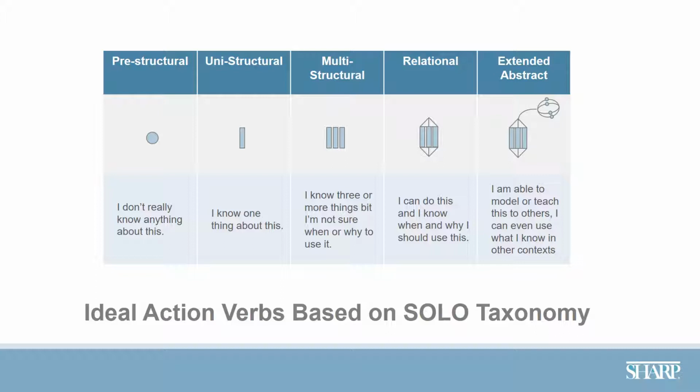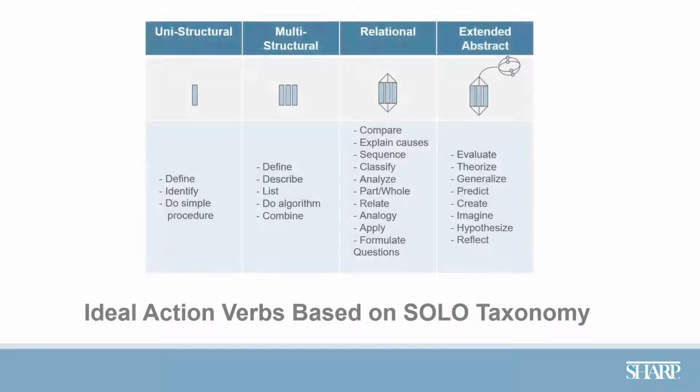Relational means you have a series of information, 3 or 4 items, but you also know when and why you should use it. And then ultimately, extended abstract is the concept that you can take this model that you've just learned and you can apply it to a new situation or in different contexts. This model is a little bit more familiar for those who maybe are in Europe or abroad. It's not as common here in the US, but it does provide opportunities for potential verbs. And you can see here's a list of verbs that can be used depending on which level of the SOLO taxonomy you wish to consider when developing your content.